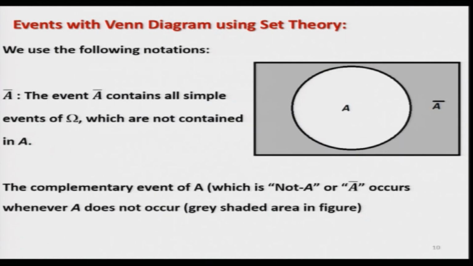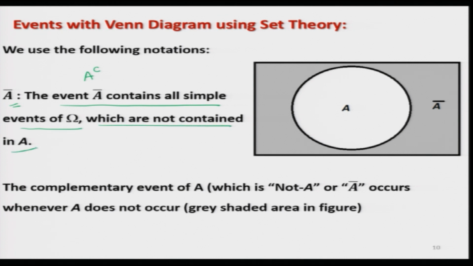And similarly, I try to define here another type of event, which is a complement. A complement means whatever is occurring except A, that everything else occurs. So, this complement event we denote by a bar. Sometimes in some books it is also defined as A^c, with c in the superscript. So, this event A complement contains all simple events of omega which are not contained in A.